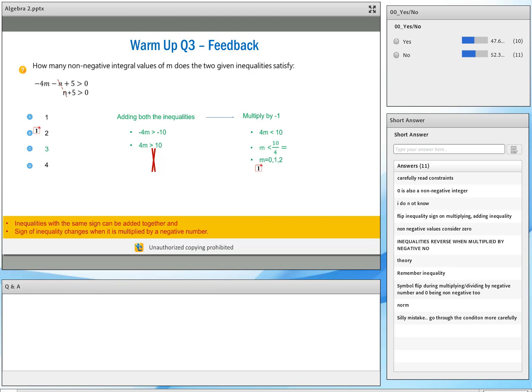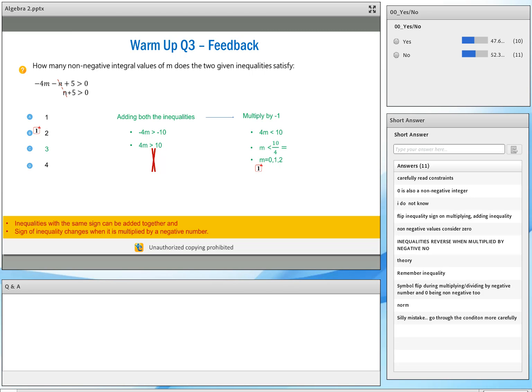The concept scale, if you selected choice B despite getting to m is less than 10 by 4, is that you didn't know that 0 is a non-negative integer. That's the conceptual knowledge that you were not able to apply here. Process knowledge is that you weren't able to apply the constraints correctly, right? So those two things are very, very important.